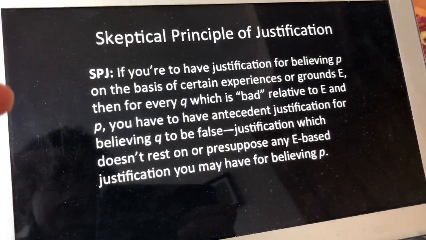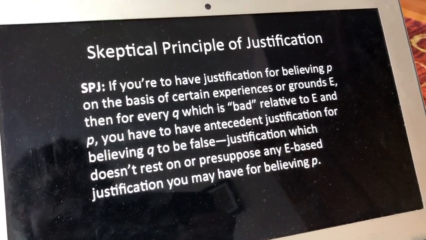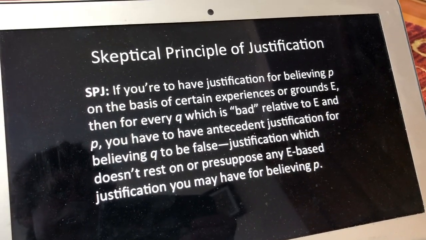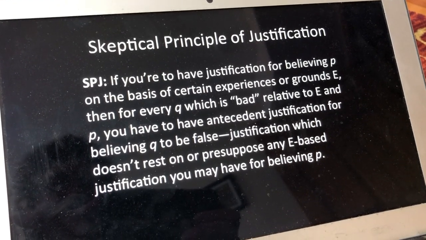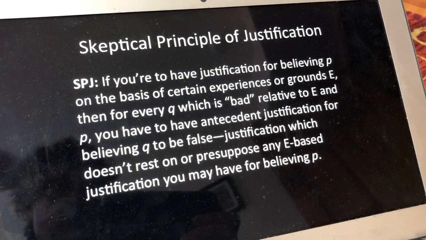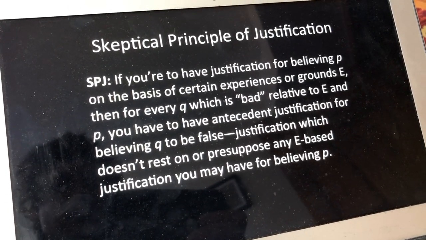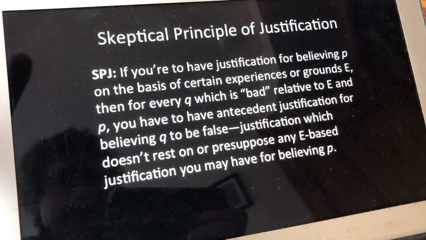So now the statement is, you have to have antecedent justification for believing that Q is false in order to have the justification for P on the grounds of E. And it has to be non-question-begging. This is the sense in which it's question-begging: the justification has to rest on something other than the E-based justification that you have for believing P.